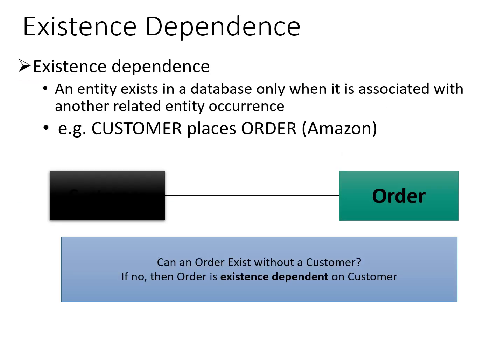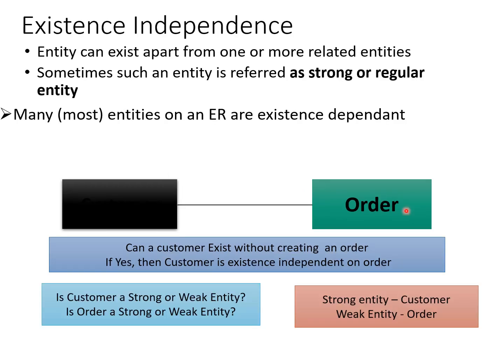And there is something called existence dependence. Existence dependence is that there are certain entities whose existence is highly dependent on the existence of another entity. Say you have customer and order. So customer and order are highly dependent.